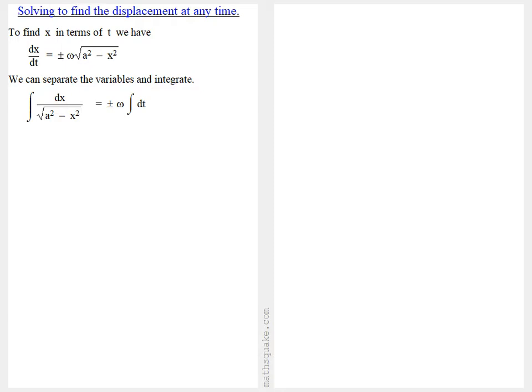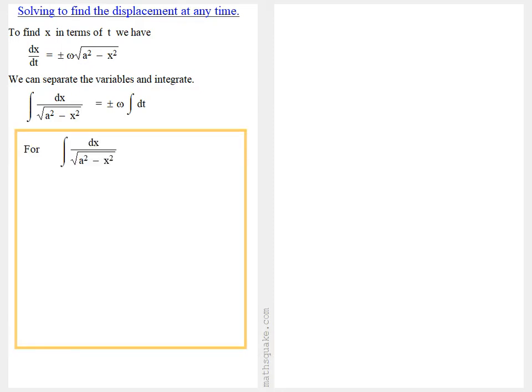And that gives us the integral of dx over the square root of a squared minus x squared is equal to plus or minus omega times the integral of dt. Now to integrate the left-hand side, we can make the substitution x is equal to a sine theta, which means dx/d theta is equal to a cos theta, or dx equals a cos theta d theta.